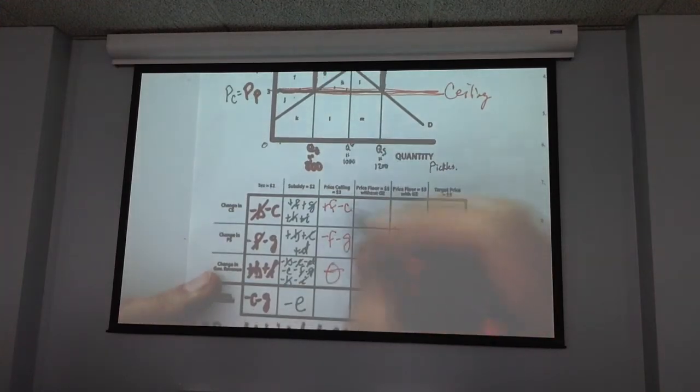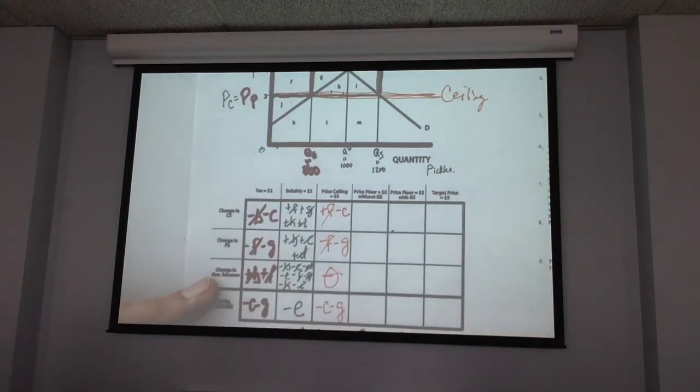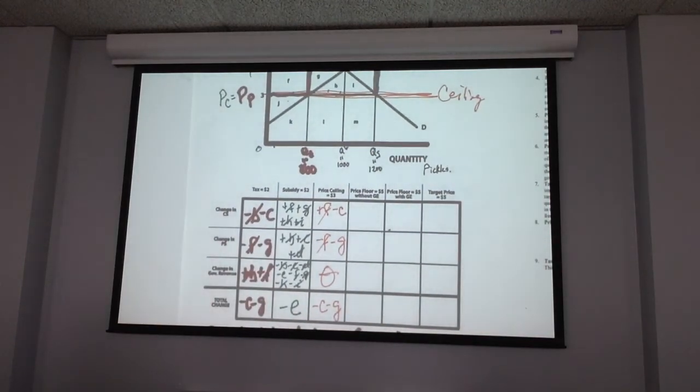And now we add them all up. Plus F, minus C, minus G. Another deadweight loss.